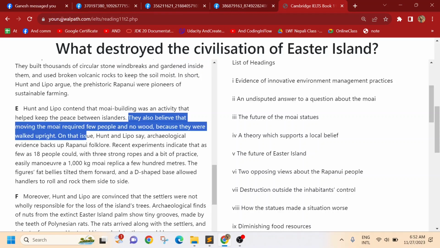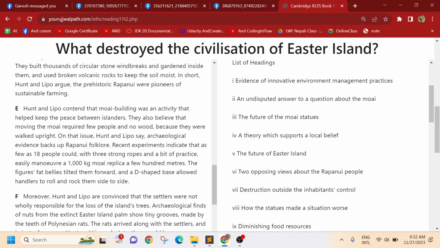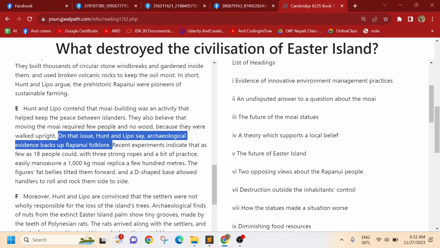They also believe that moving the Moai required few people and no wood because they were walked upright. On that issue, Hunt and Lipo say archaeological evidence backs up Rapa Nui folklore. Okay, so here is a line that is very indirectly saying that Hunt and Lipo say archaeological evidence, which means the scientific proof, backs up, means supports, Rapa Nui folklore, means the people.